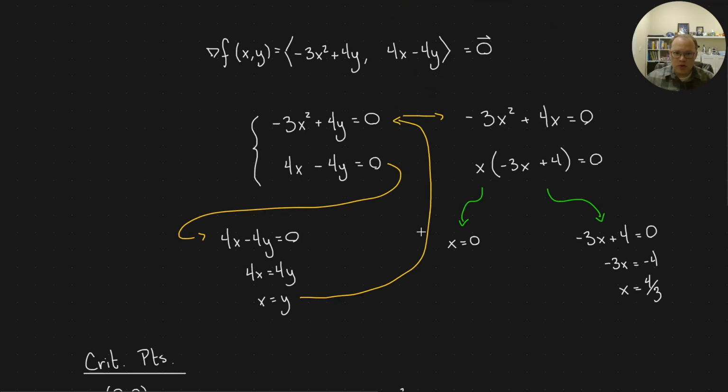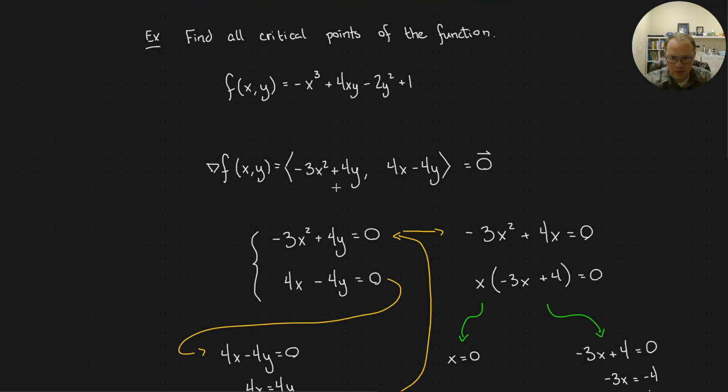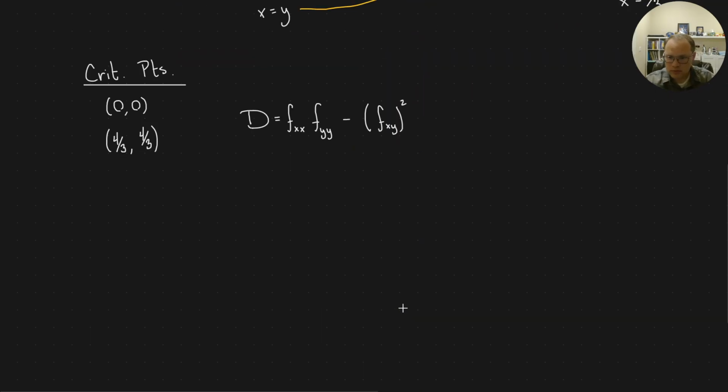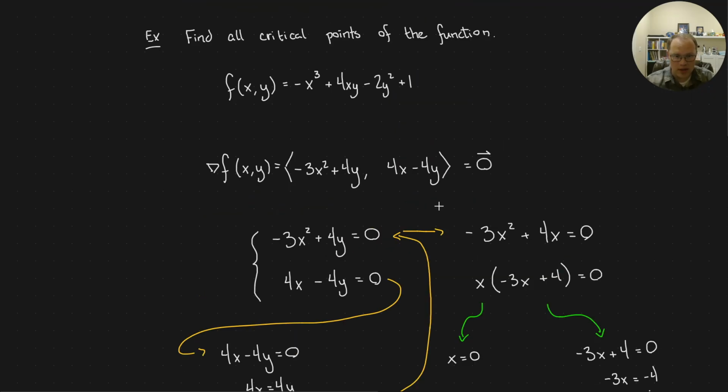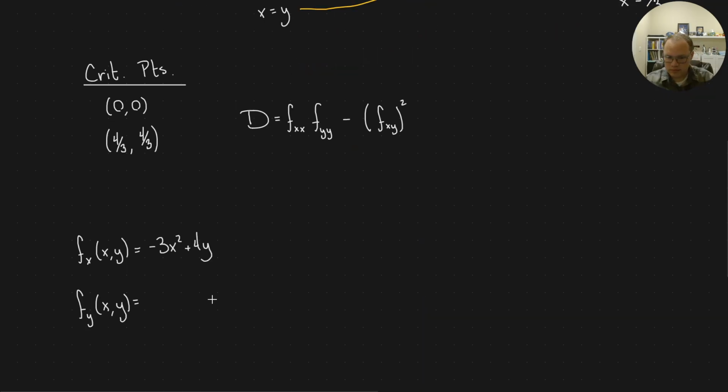Okay? So just as a reminder, let's carry down our first order derivatives. Our first order derivative with respect to x is negative 3x squared plus 4y. And then our first order derivative with respect to y is the second component of our gradient. That was 4x minus 4y. Okay?